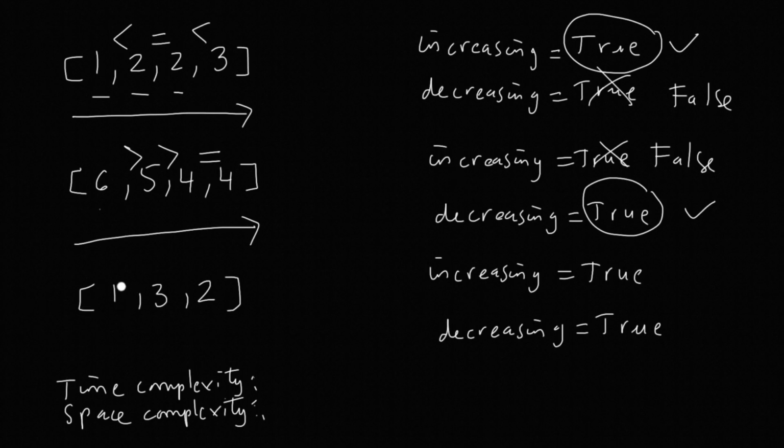Now let's move on to the next example. In this case, going from 1 to 3, 3 is greater than 1. So increasing is true and decreasing is false.